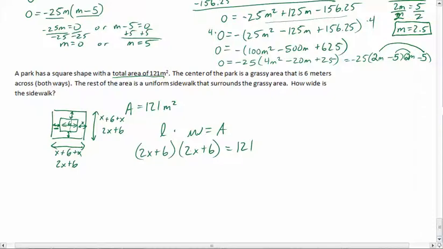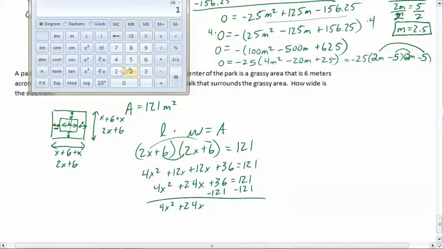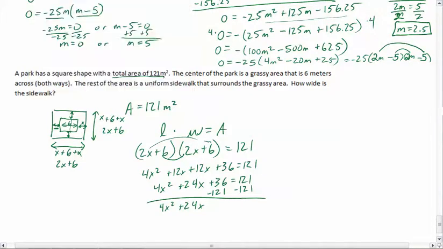So 2x times 2x is 4x squared. 2x times 6 is plus 12x. There's another 2x times 6, so another plus 12x. 6 times 6 is plus 36. So that's 4x squared plus 24x plus 36 equals 121. We'll subtract the 121 from each side. And now we've got 4x squared plus 24x, and then 36 minus 121 is 85. So minus 85 equals 0.